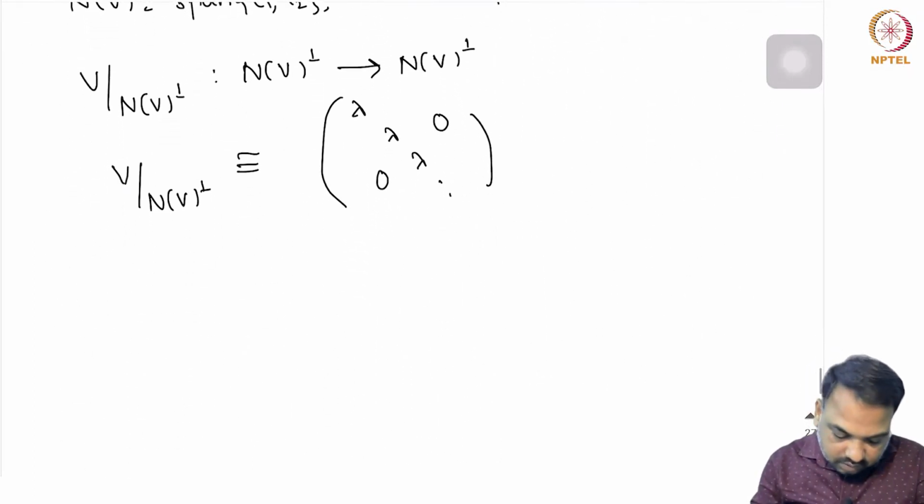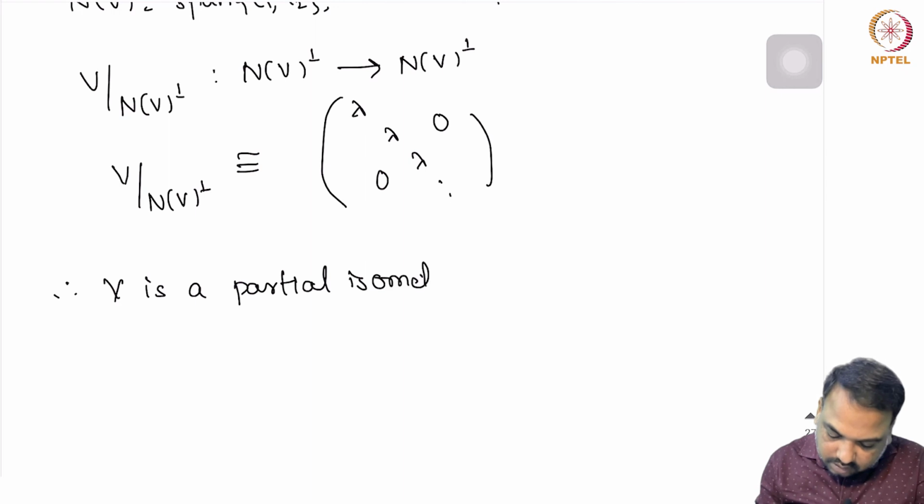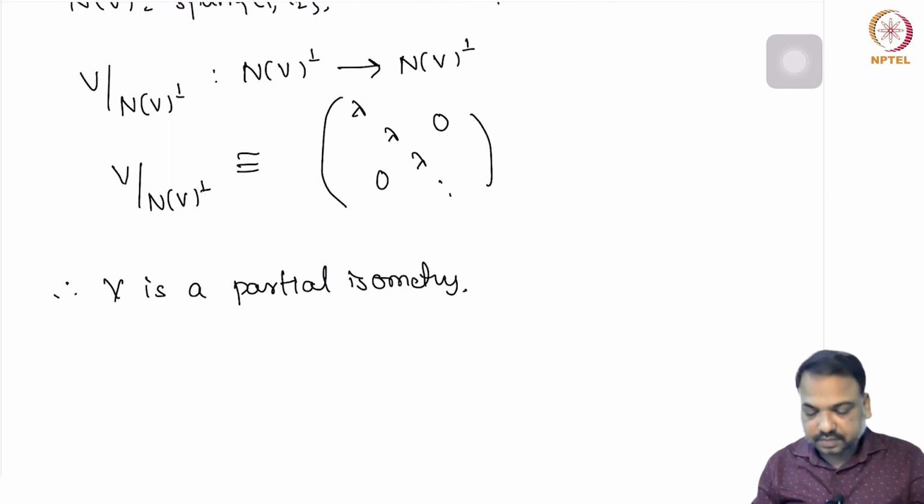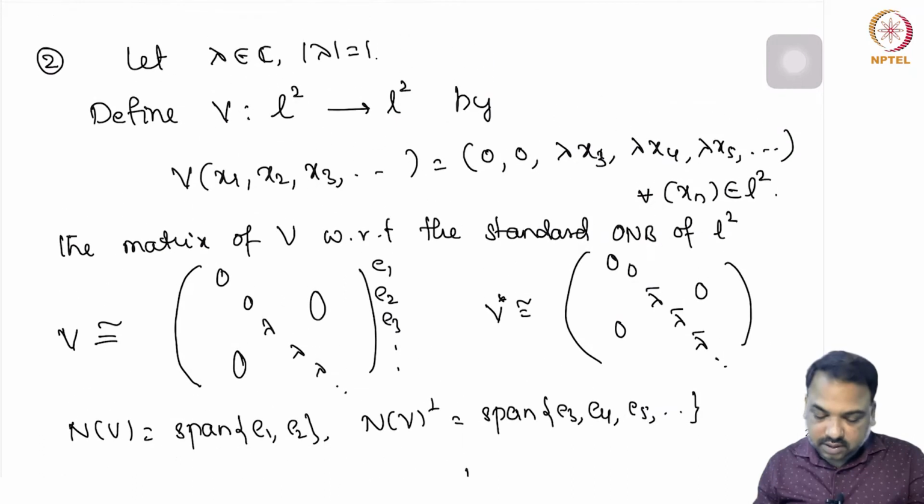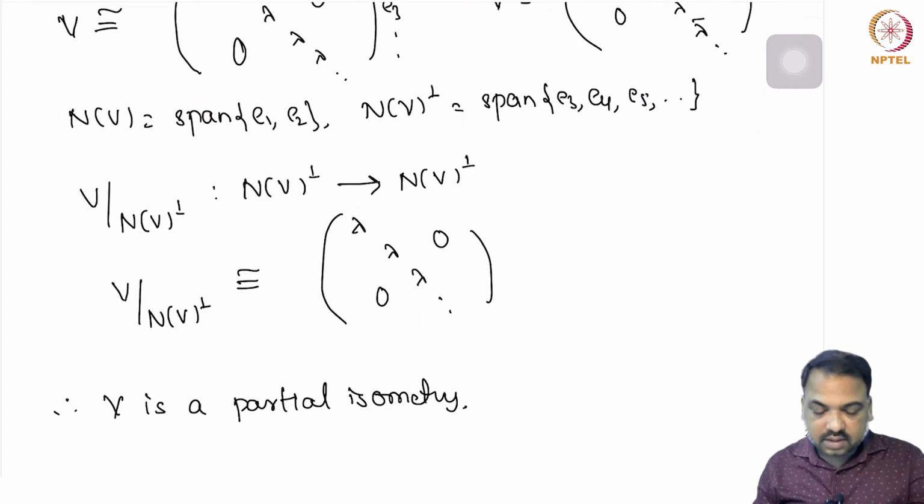So therefore V is a partial isometry, but this is not an isometry, because if at all this is an isometry, it has to be one-to-one, but here the kernel of V is exactly span of E1 and E2, which is non-zero. So this is a partial isometry but not an isometry.